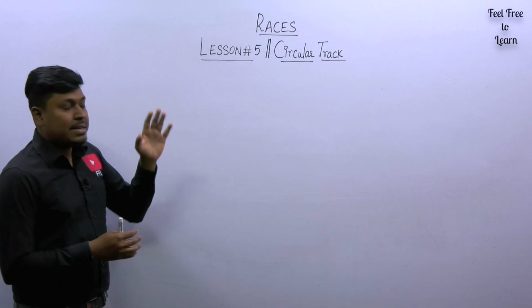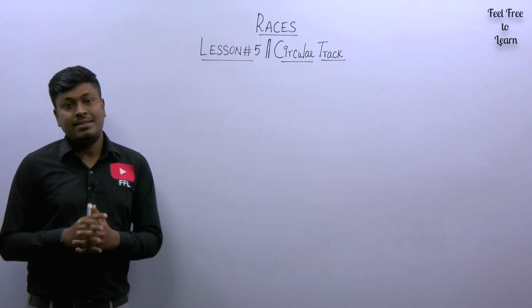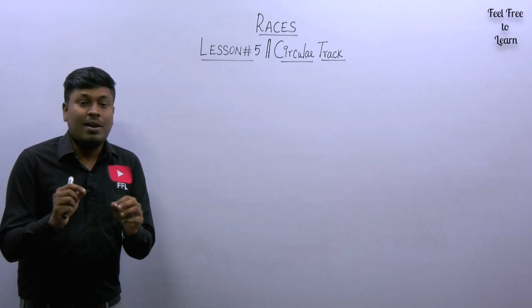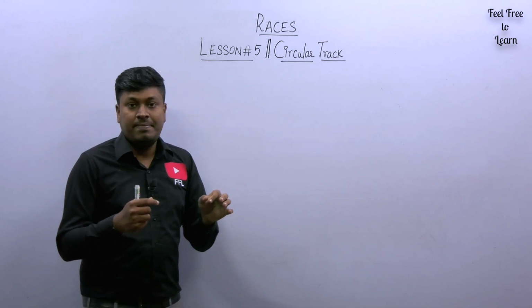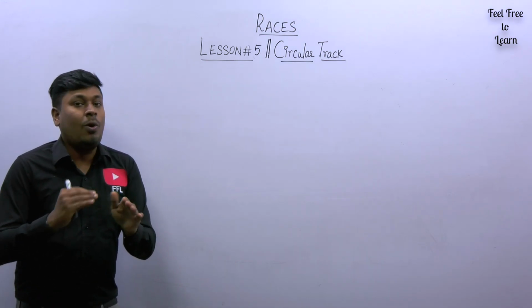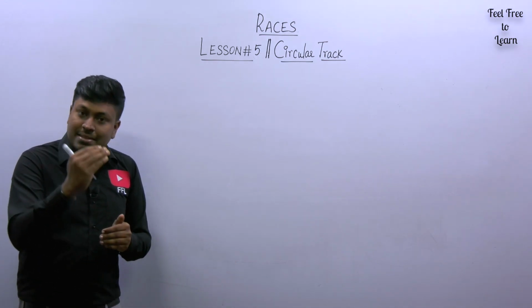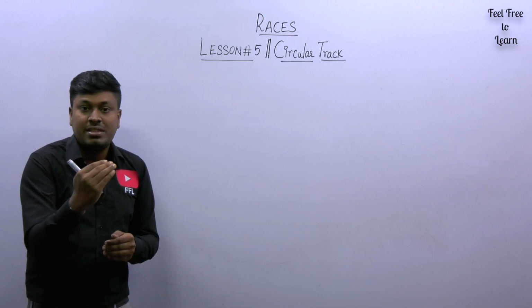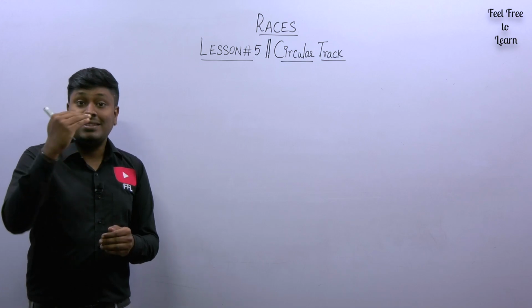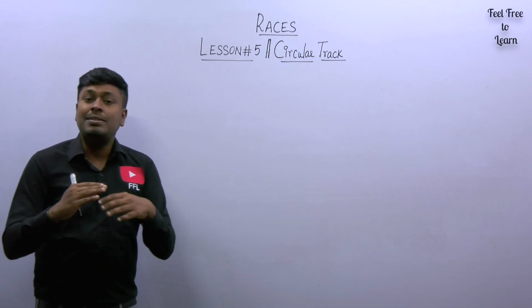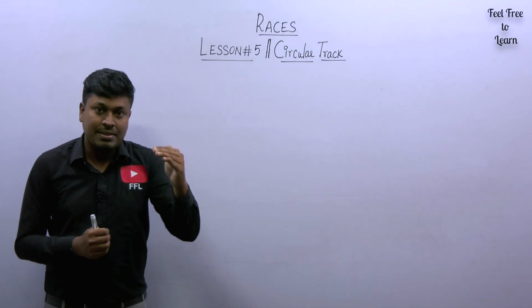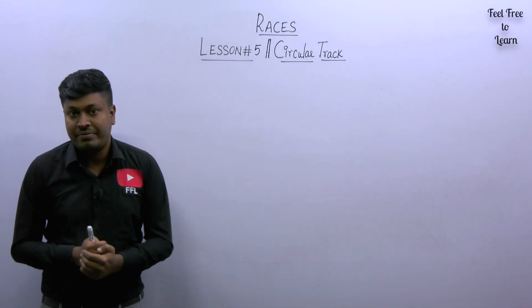In this lesson number 5 on the topic races, we are going to solve 4 to 5 questions based on the concept called a circular track. So friends, don't forget to learn all the previous lessons. Learn from lesson number 1, introduction, 2, contestant basic questions, then 3 contestants, and then same distance. We have learned a lot of things in the previous lessons, so try to learn all of them first and then watch this lesson number 5.